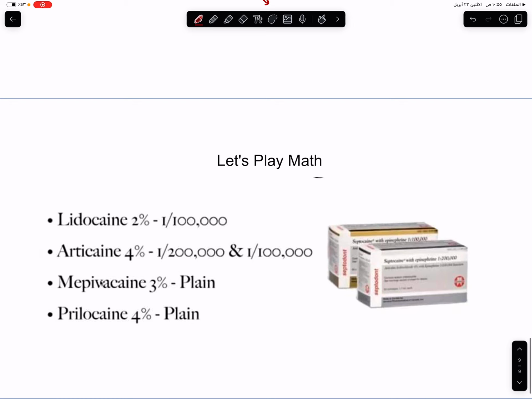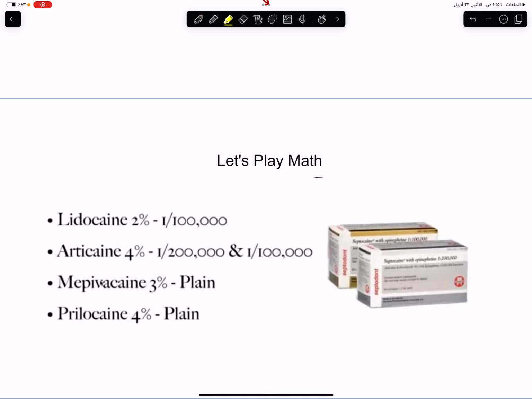Now, how will you calculate? What do we mean by 2%? I tell you a very easy trick that will help you all the time. Just add a 0, or multiply by 10, because sometimes there will be a decimal point, and it will make a problem. If we have 2%, 2% means how many milligrams? 2 times 10 means 20 milligram in 1 milliliter.